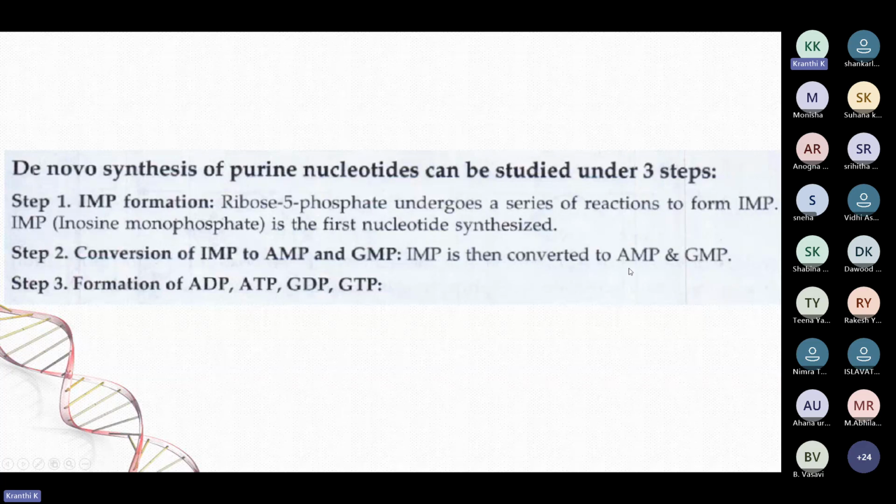And later, AMP will be kinased, not ligated. So this AMP will be kinased and converted to ADP and ATP later. And GMP will be kinased to GDP and then GTP, like that. Clear? So these are the three steps. Initially, hypoxanthine monophosphate, which is nothing but inosine monophosphate, will form. And later, AMP and GMP will form.